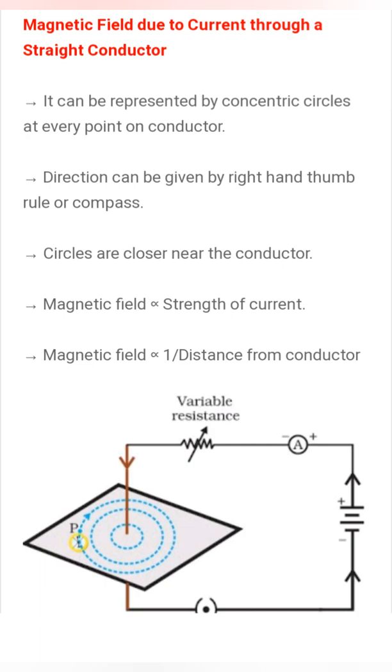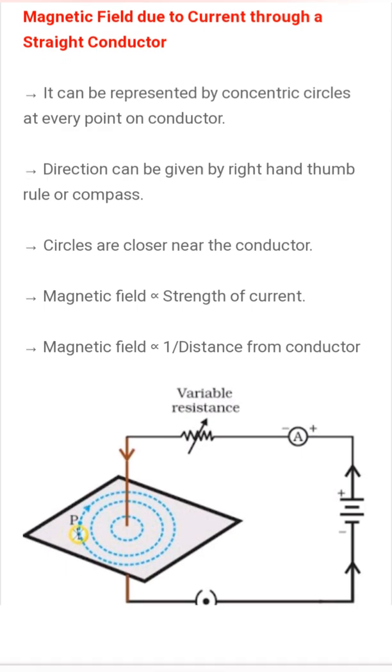Different magnetic field patterns are produced by different shapes of the conductors, like a straight line conductor carrying current, a circular loop carrying current, and a solenoid. So there are three different shapes of the conductor, and now we will be studying about this. Let us see the very first one, magnetic field due to a current through a straight line conductor. Before starting this, let us first understand the concept of right hand thumb rule.